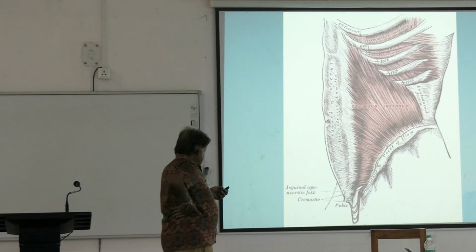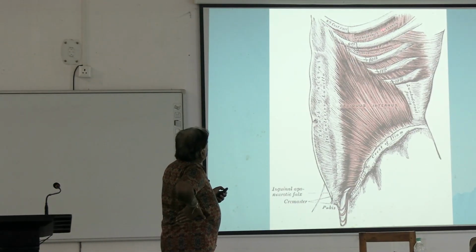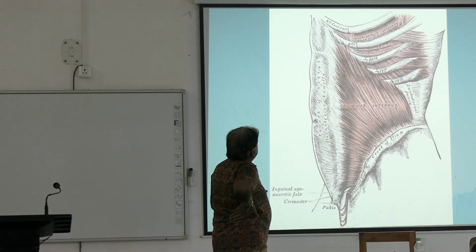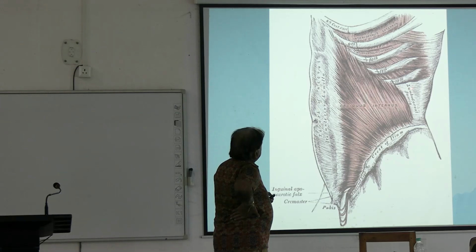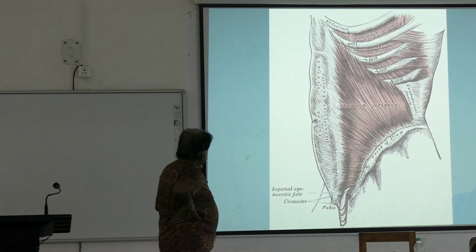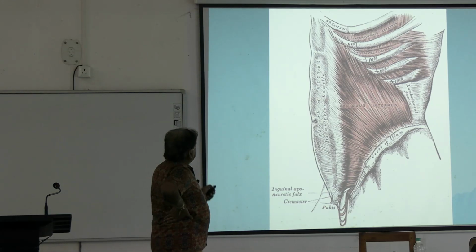Now, this is the costal cartilage, external intercostal, internal intercostal, and these are the 9th, 10th, 11th, 12th. Lumbodorsal fascia, obliquus internus. This is the obliquus internus, this is the crest of the ilium. See, inguinal aponeurotic fold. And this is the cremasteric, and this is the pubis. This is the linea alba.